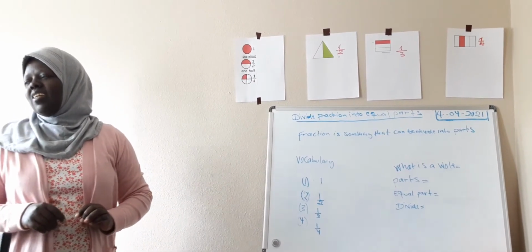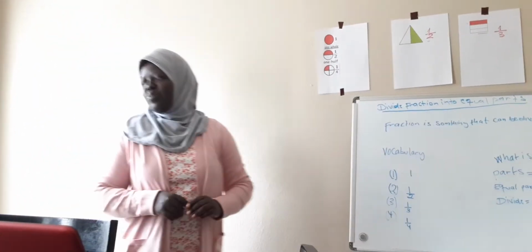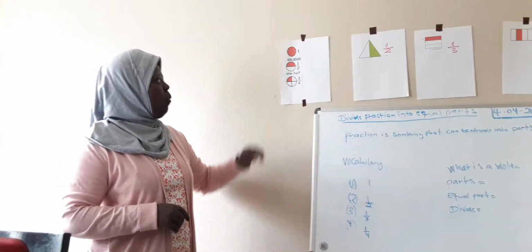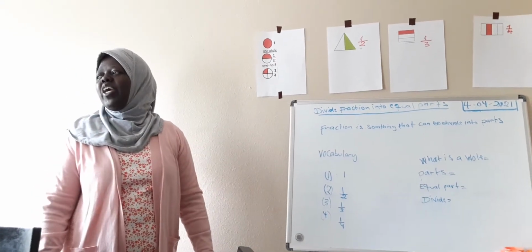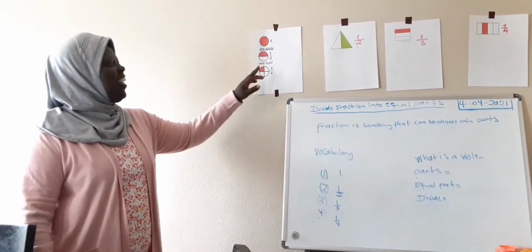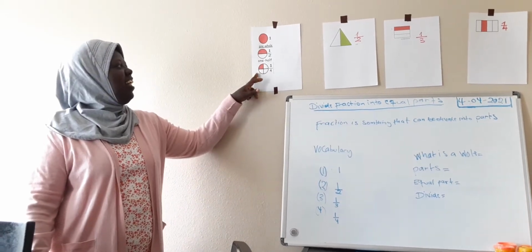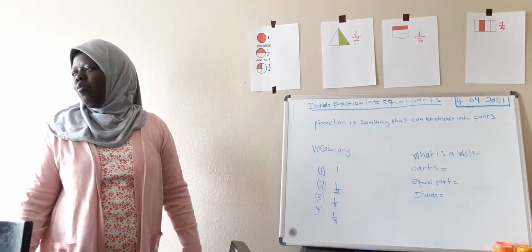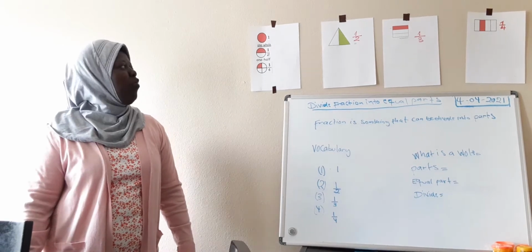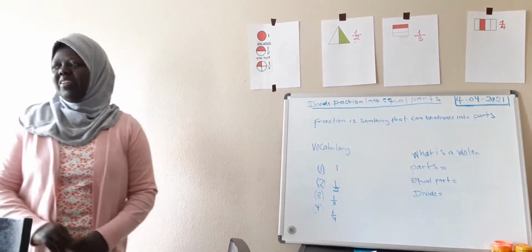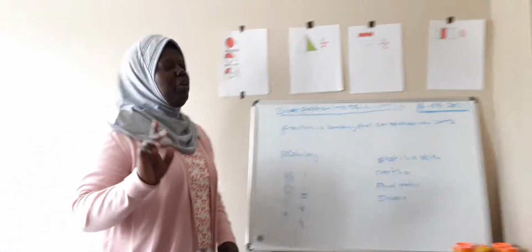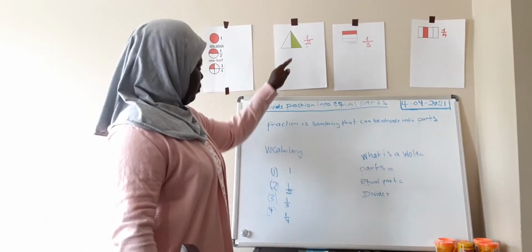Does that make sense, Malik? What is a whole? A whole is when it's not divided. Okay, good job. What is a half? When it's divided into equal parts. Good job, Malik. Esther, what is a 1/4? 1/4 is when it's divided in 4 equal parts. That's a good job. Okay, we're gonna move on to others.